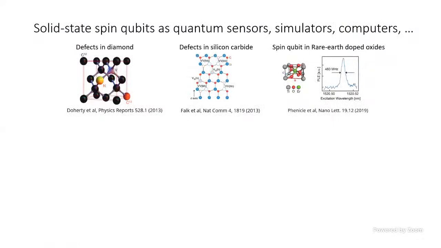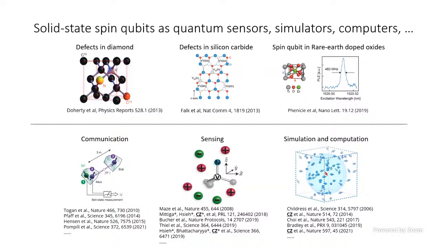So it turns out the past decade has witnessed tremendous advances in creating what we call optical quantum spin defects in solids. This very broad landscape ranges from naturally occurring defects in diamond or silicon carbide, to, very recently, the search for spin qubits in rare earth doped oxides and also in some 2D van der Waals materials. This type of defect has been widely used as a powerful tool for quantum communication, quantum sensing, and simulation and computation.